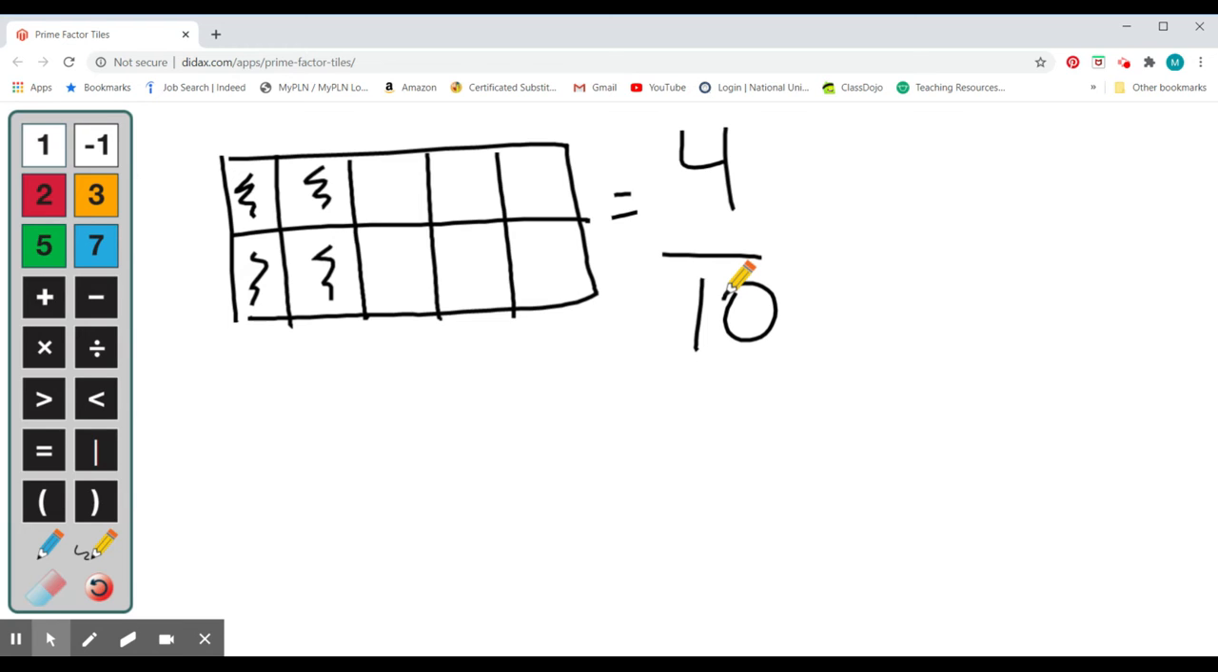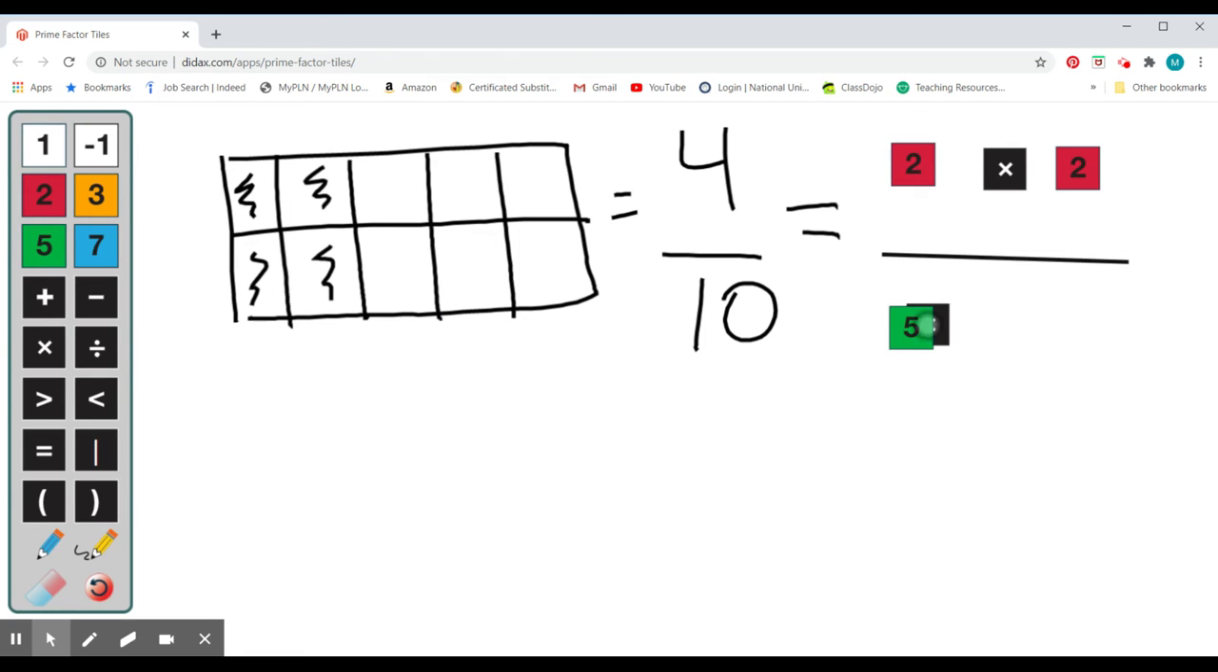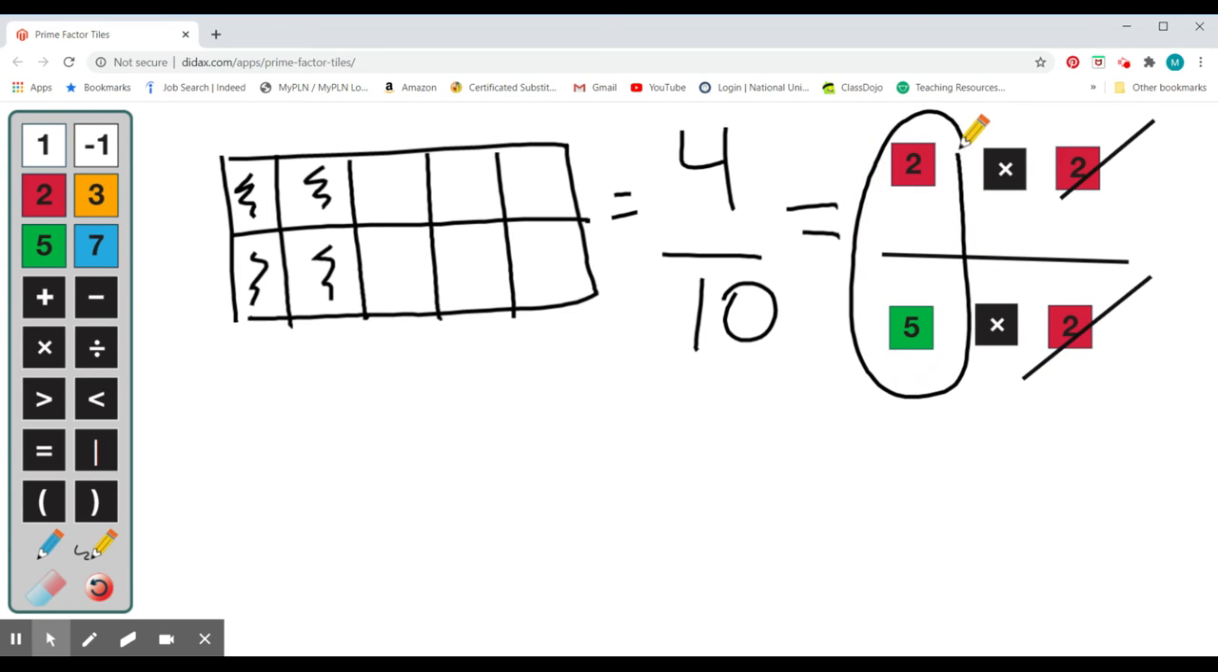How do we write this in simplest form? Well, how do we make 4? We know that 2 times 2 is equal to 4. How can we write out 10? 5 times 2 equals 10. Do you see any common factors? Yeah, we have 2 as a common factor. So let's remove our 2 common factors. Once we remove our 2 common factors, we are left with 2/5. So we can write 4/10 in its simplest form is 2/5.